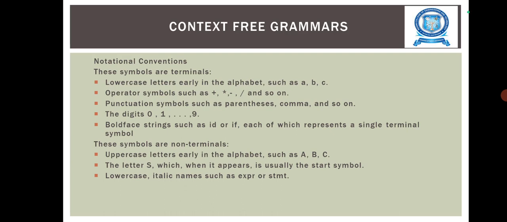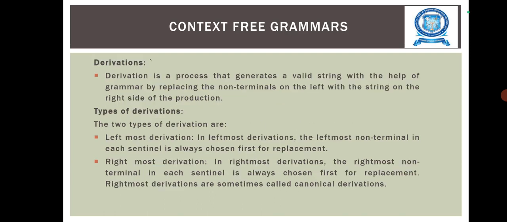Now, the notations for non-terminals: uppercase letters early in the alphabet such as A, B, C; the letter S, which when it appears is usually the start symbol; and lowercase italic names such as expr or stmt. Derivations. Derivation is a process that generates a valid string with the help of grammar by replacing the non-terminals on the left with a string on the right side of the production.